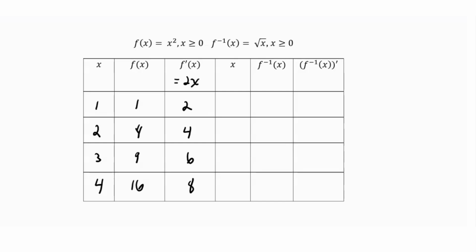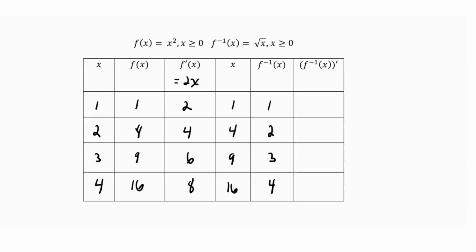Remember, for the inverse of x squared, we take the output values of x squared, and those become our inputs. So we're going to go 1, 4, 9, and 16, and now we're going to plug those into the inverse, which is root x. We would get 1, 2, 3, 4. So we flip those around.